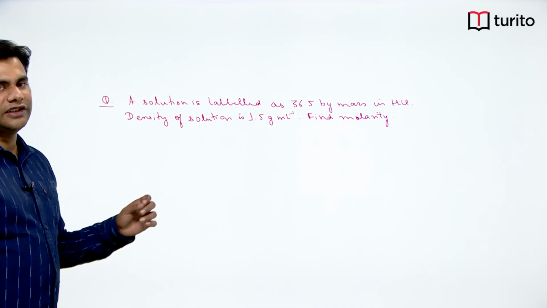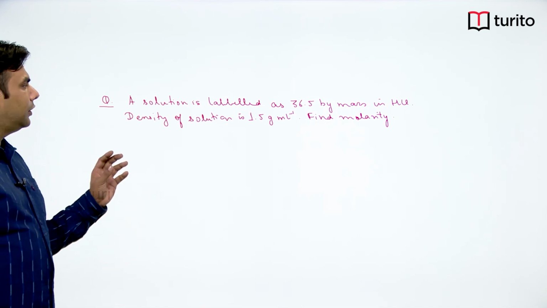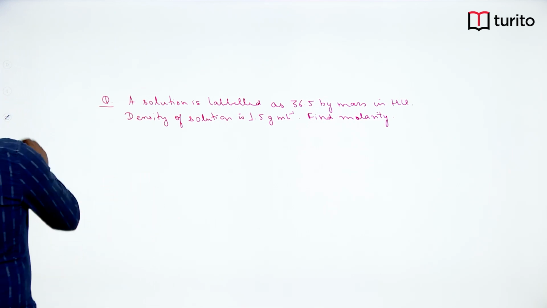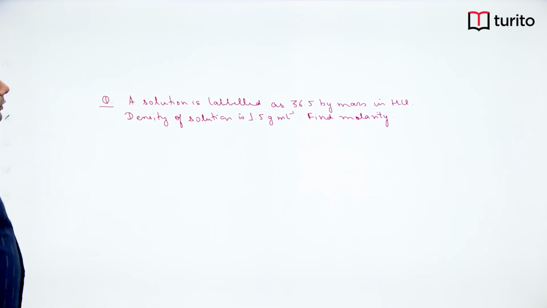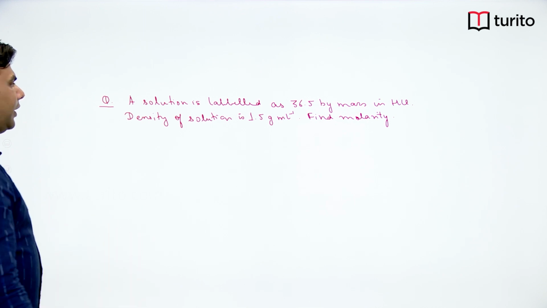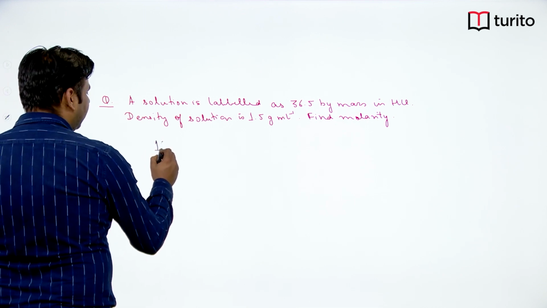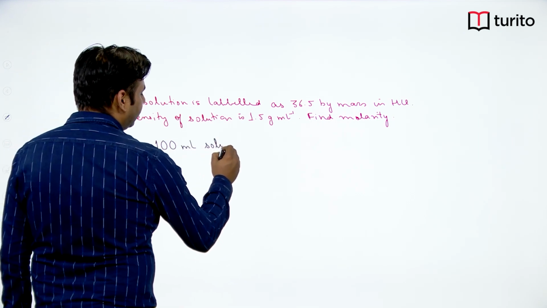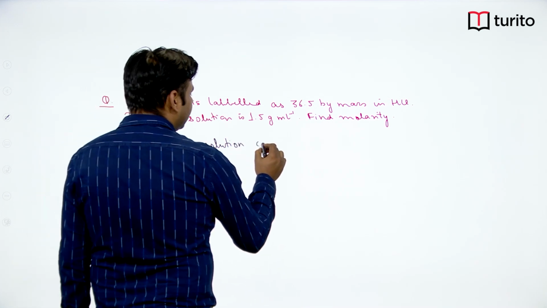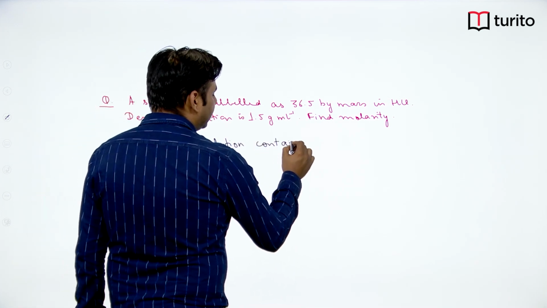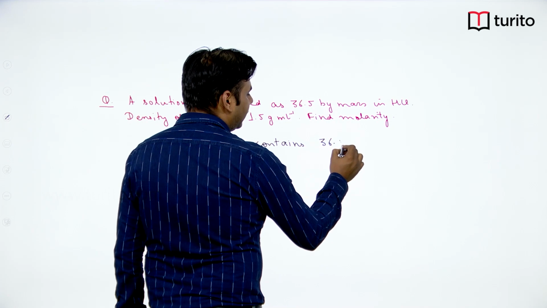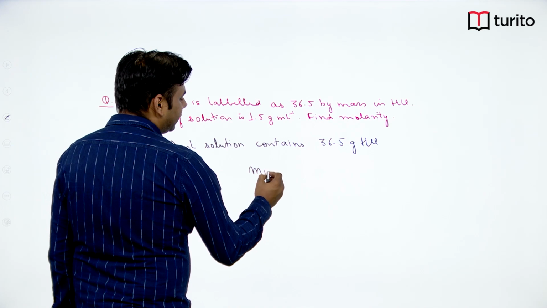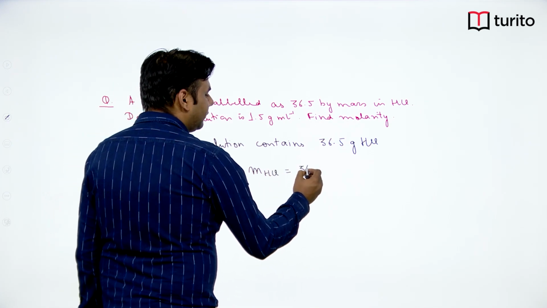I have already told you, whenever data of mass percent has been given to you, you just have to decipher that data and write it. There is no formula for it. In the question you have been given that the solution is labeled as 36.5% by mass in HCl, so I can say that 100 gram of solution contains 36.5 gram of HCl. So the mass of HCl is 36.5 grams.